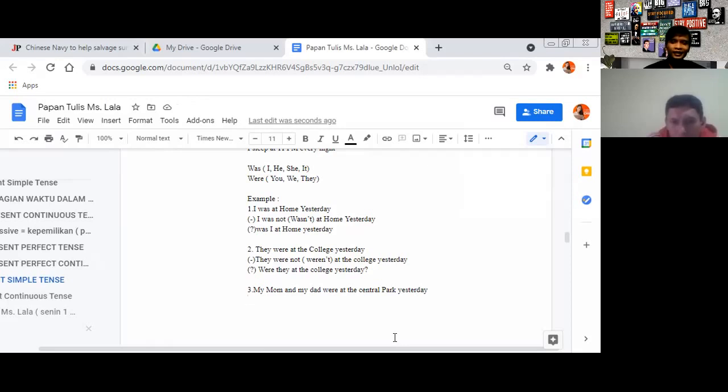So how about the negative form of this sentence? Or you can say just "they", because they. They weren't at the Central Park yesterday. Yes, excellent. They weren't at the Central Park yesterday.